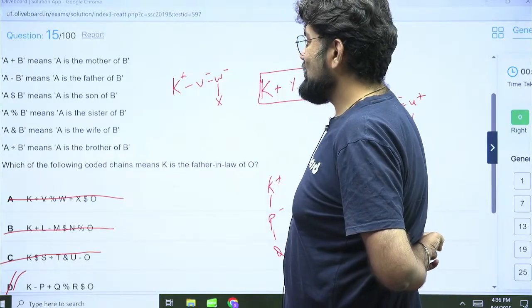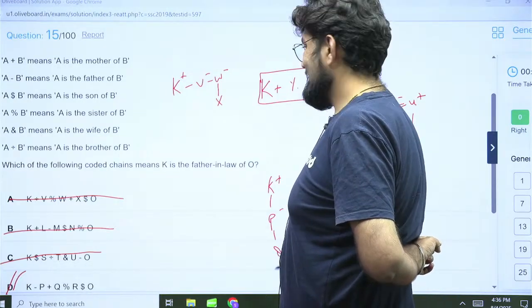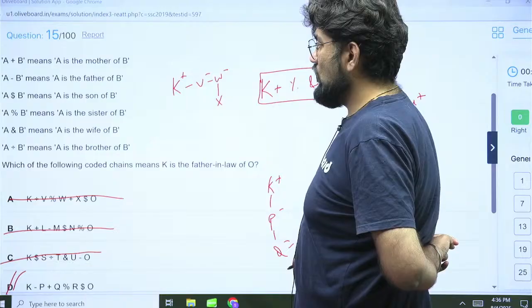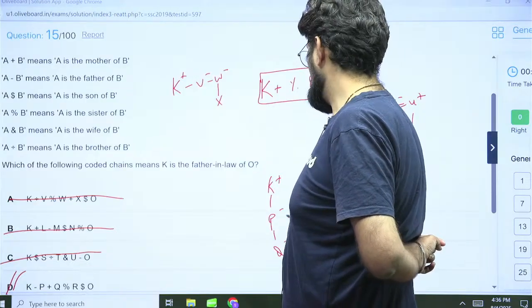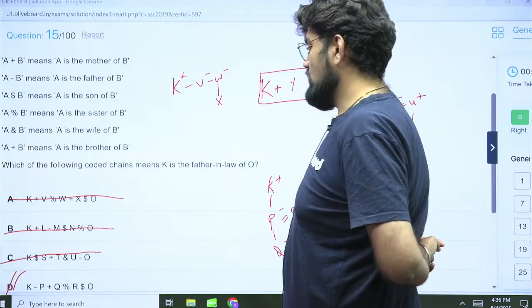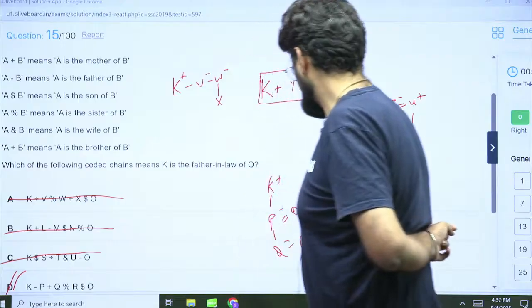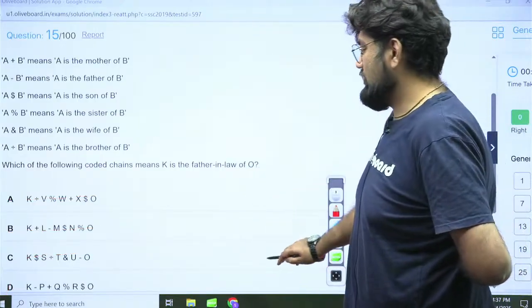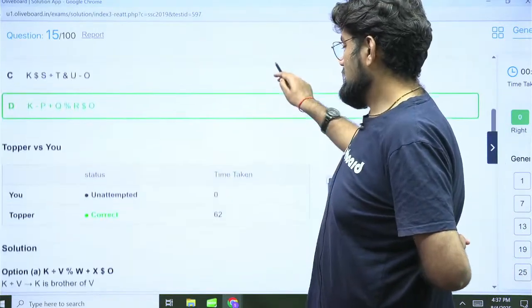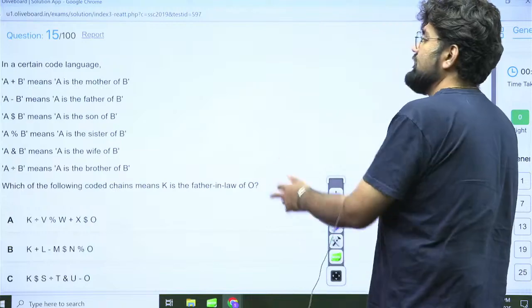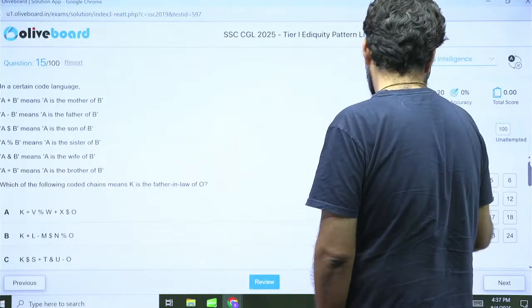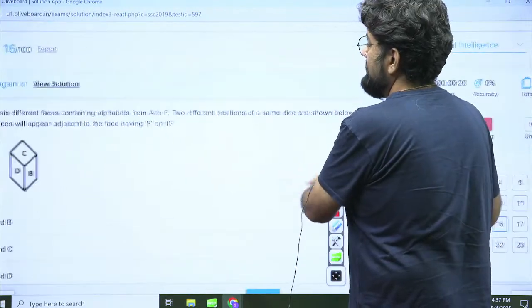Q percent R, Q is the sister of R. And R dollar O, R is the son of O. Yeah, K is the father-in-law. Correct? Option D is the right answer. So eliminate options, and then obviously if you have to check, you have to check. Okay, 62 seconds. Good. Decent, because you had to check, so there's no other option rather than spending time.